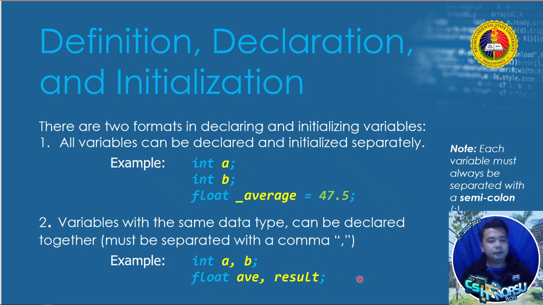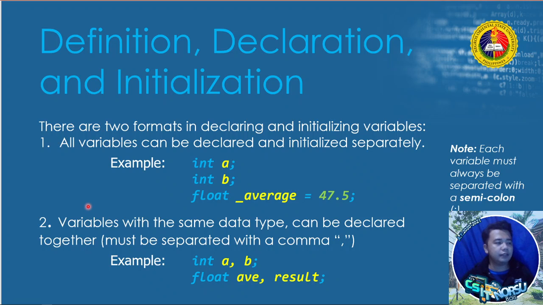Okay, so there are two formats in declaring and initializing variables. Number one, all variables must be declared and initialized separately. For example, here we have different variables being used: integer, float. One of the common ways of declaring and initializing variables is to write all of those variables separately. As you can see, int a and int b are written separately from each other, as well as the float.